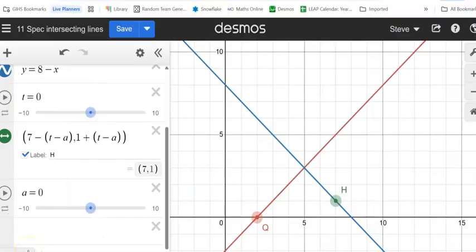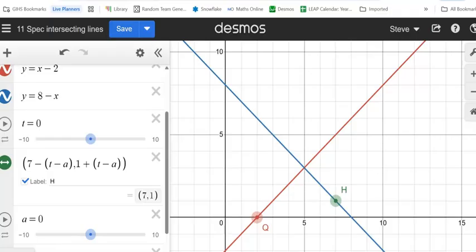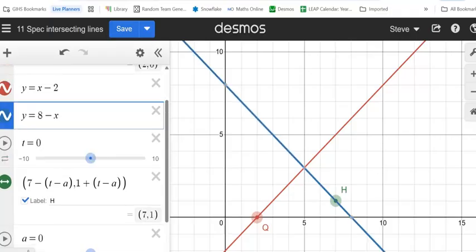So here are those points. We have the starting position of 2, 0, and this object starting at 7, 1. If I were to increase the value of t, which is the only parameter in this example, you can see that those two objects don't actually intersect. The lines intersect at 5, 3, but the objects don't actually intersect with each other.